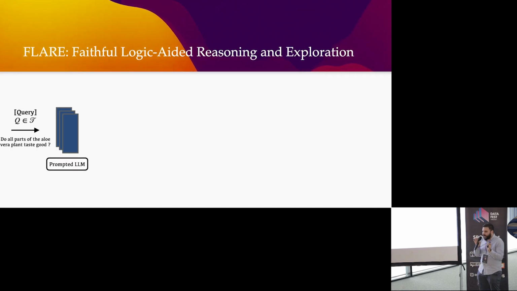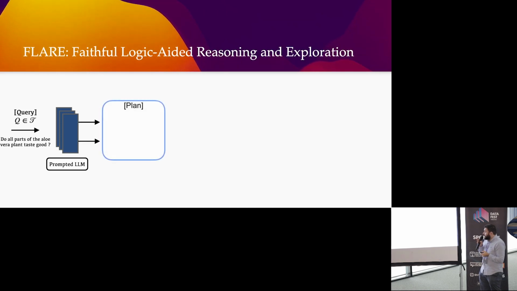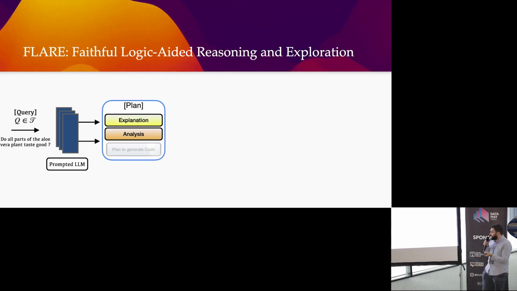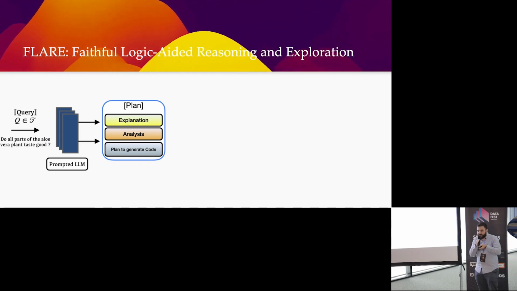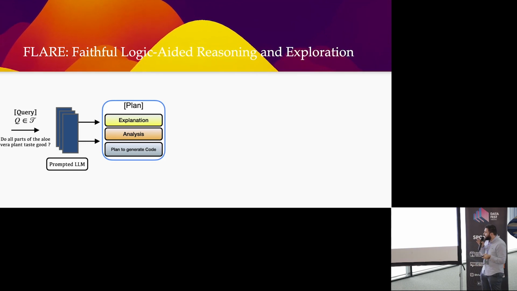For now, let's have that as the reasoning, to create something called a plan, which has explicit sections for explanation, analysis, and plans to generate code. We control for this very explicitly. We have both trained models that do this. We have few-shot variations of it that do this. We'll cover it a bit later.